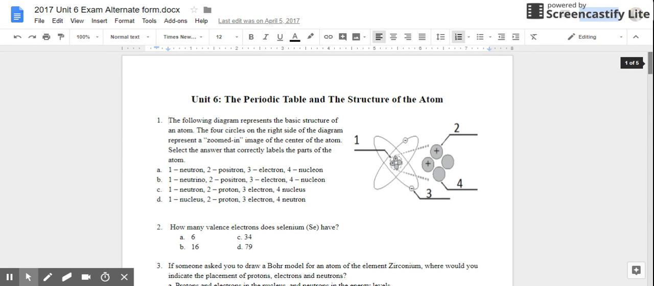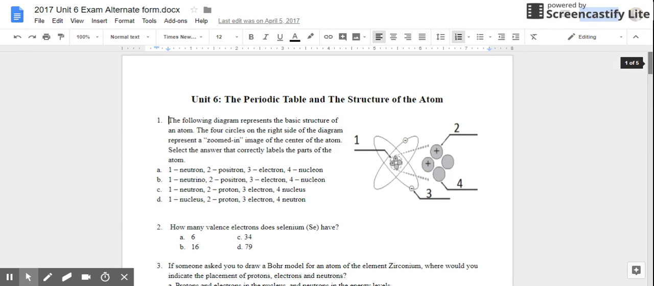Question 1. The following diagram represents the basic structure of an atom. The four circles on the right side of the diagram represent a zoomed in image of the center of the atom. Select the answer that correctly labels the parts of the atom. Is it A? Is 1 the neutron, 2 a positron, 3 an electron, 4 a nucleon?